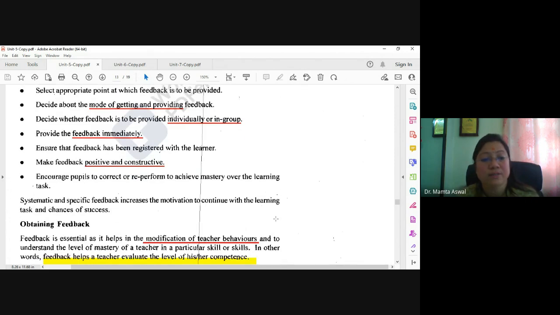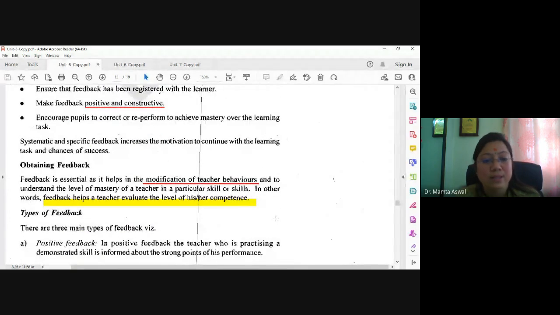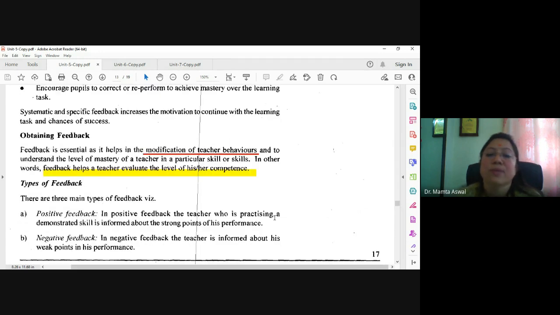Is it a positive feedback or a negative feedback? So again, there are types of feedback. There is a positive feedback, the second one is a negative feedback, and the third is a mixed feedback. As I told you, feedback can be given to the teacher also and to the students also. Feedback to the students means if they have presented something, there was a presentation, or an activity which they have conducted, then on that the teacher can provide feedback.